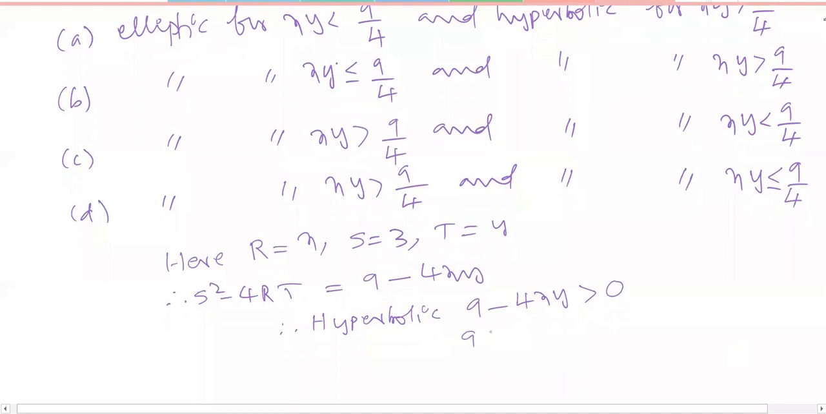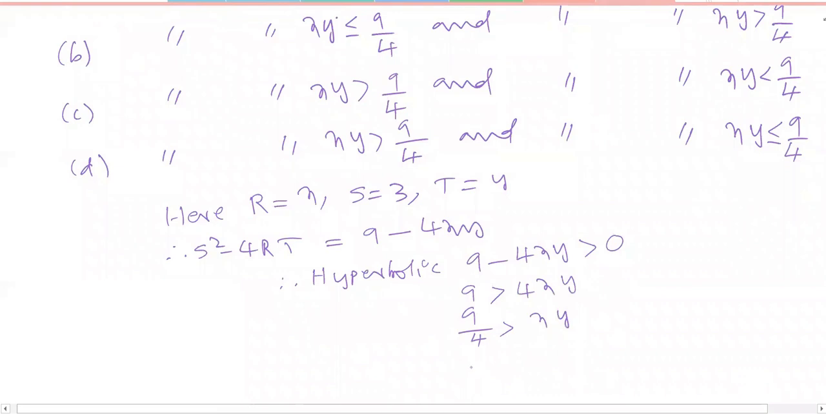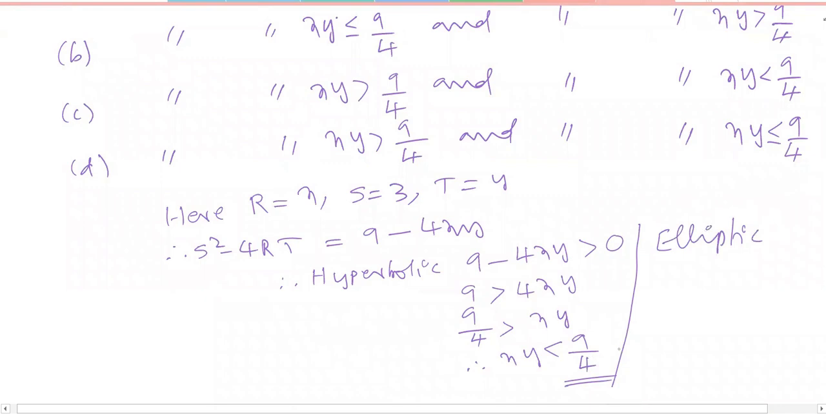So we can write 9 is greater than 4xy, that is 9/4 greater than xy. So that is nothing but xy is less than 9/4. It is the hyperbolic condition. Now the elliptic condition is just the opposite of this.